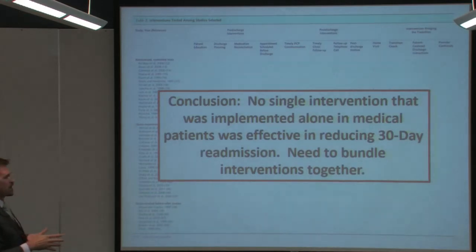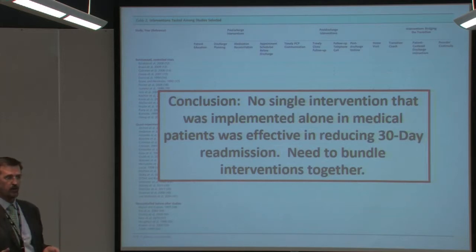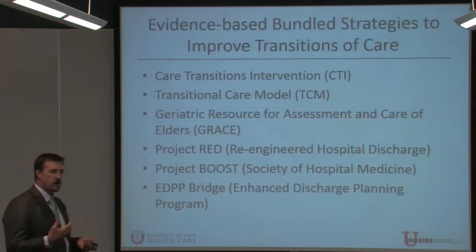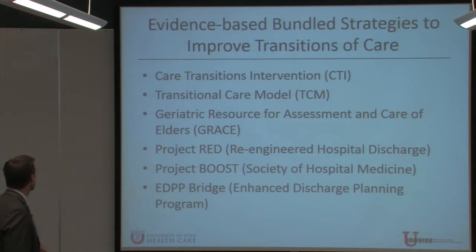This is hard to see, but basically this shows the extent. There have been a lot of studies done in transitions of care, and they broke it down by whether they were pre-discharge, post-discharge, or bridging interventions. But the important take-home point was that no single intervention designed to improve transitions of care or care coordination was actually effective in reducing 30-day readmission. However, if you bundled some of these different care coordination measures together, they actually were. So if you're just looking at a single thing, it's probably not going to work.